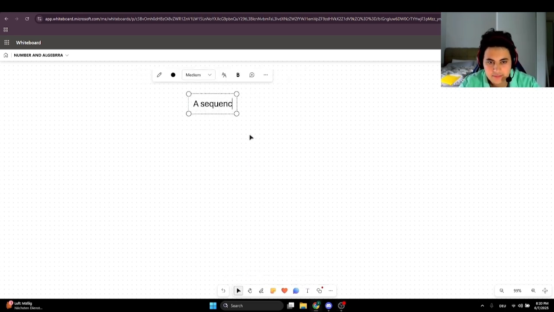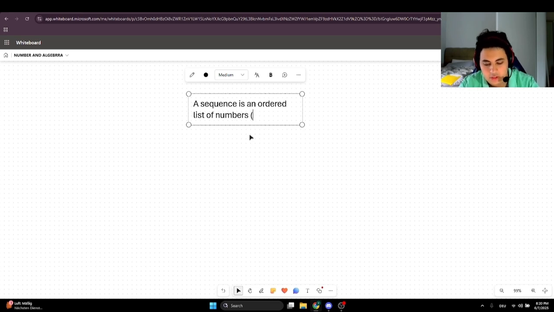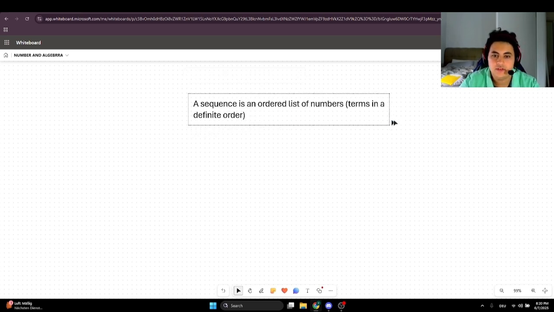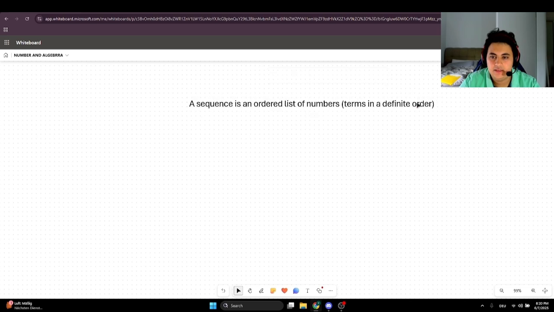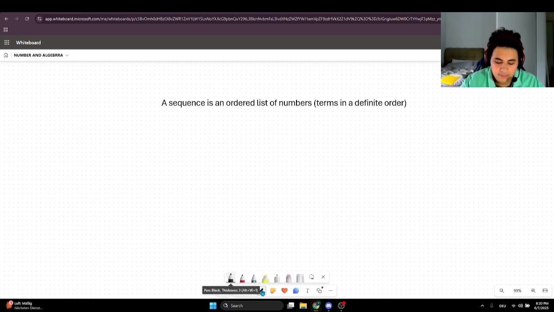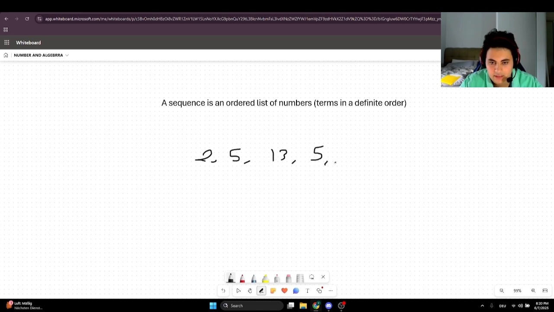So a sequence is an ordered list of numbers, terms in a definite order. There we go. So this is the first thing that we need to discuss. A sequence is an ordered list of numbers, terms in a definite order. Okay. So an example for this could be, for example, 2, 5, 13, 5 again, -4.